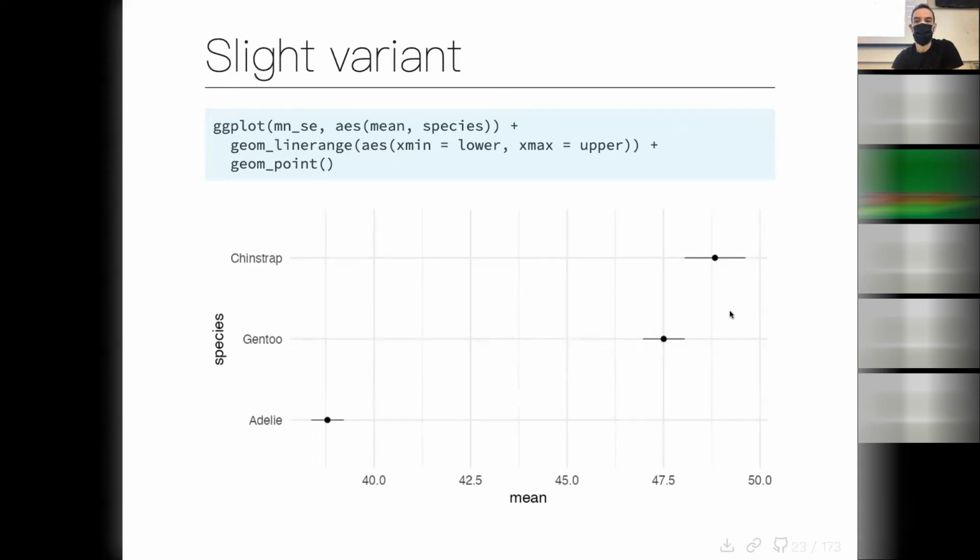Okay. Another slight variant that I actually have come to prefer is to just omit that sort of boundary part altogether. So instead of using geom_errorbar, I would just use geom_linerange. Okay. And then that works the exact same way. So basically, this line is just going to extend to the lower and upper boundaries of that point.